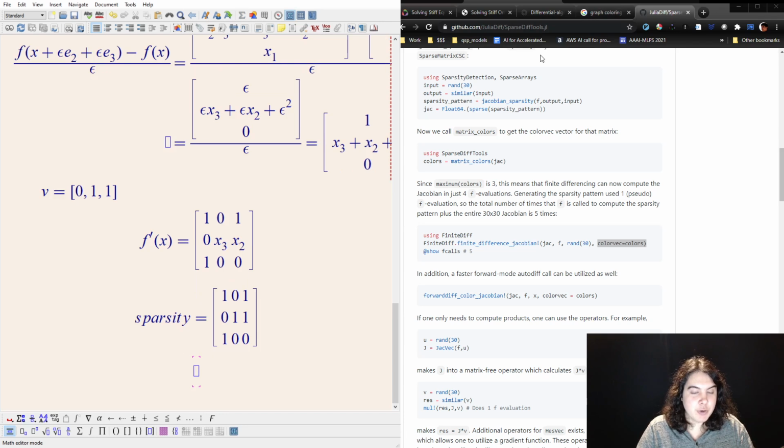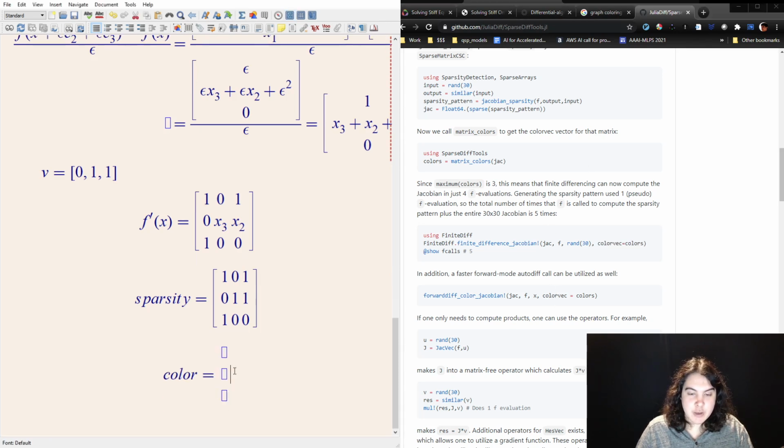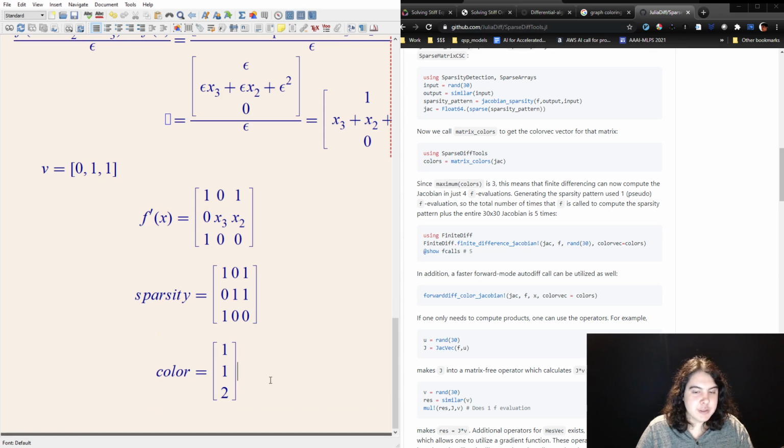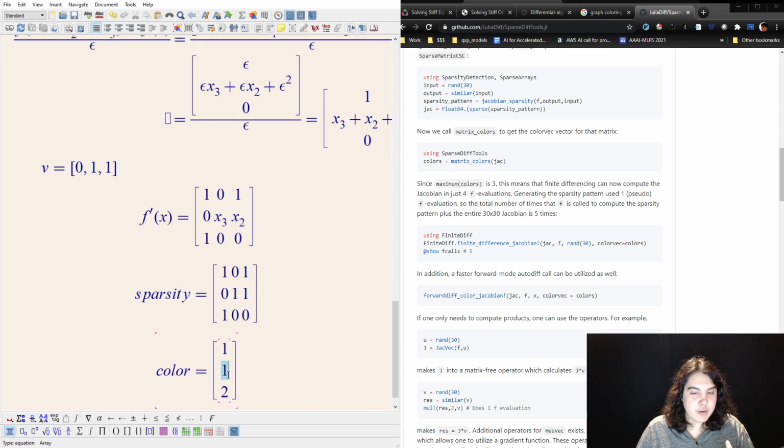And so, for example, in our problem, you can say that the color vector is equal to green, and so columns 1 and 2 share the same color, so they're both color 1. The next one is color 2. And so if you look at this, you can see that this is perturb in the direction of, you know.